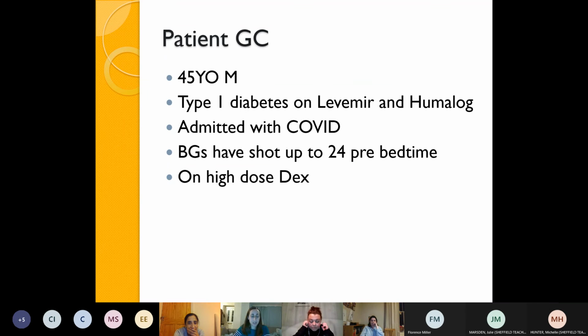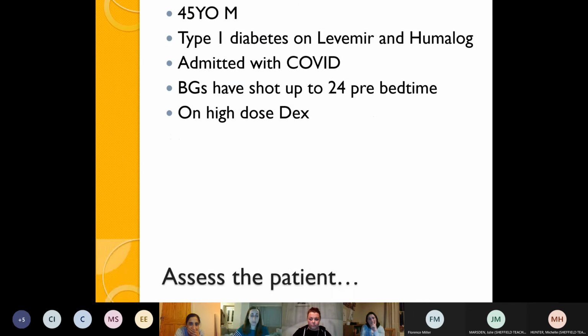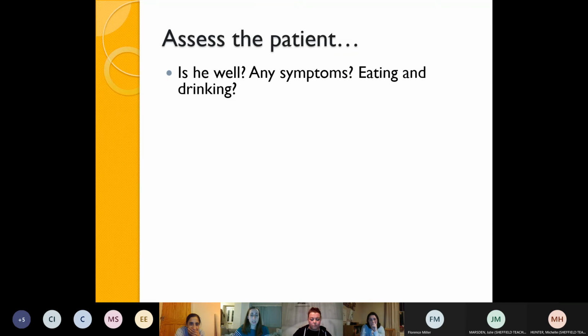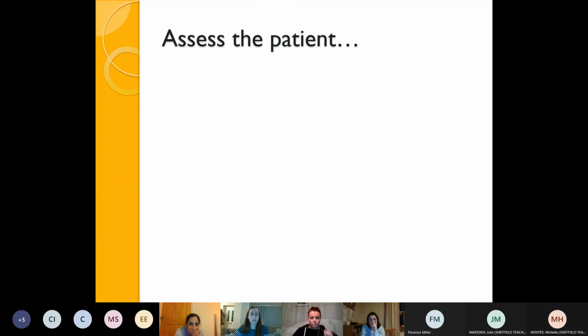So next patient, a younger man, a 45-year-old, who has type 1 diabetes on Levemir and Humalog, and he's coming with COVID. And his blood glucose has shot up to 24 before he goes to bed, and he's on high-dose dexamethasone. So he's on high-dose steroids, which push up your blood glucose. So what do you want to do?